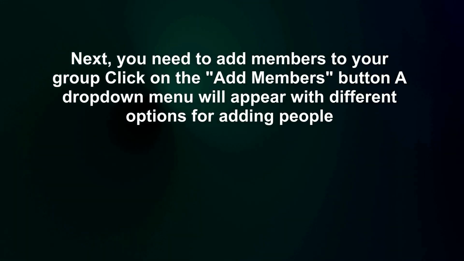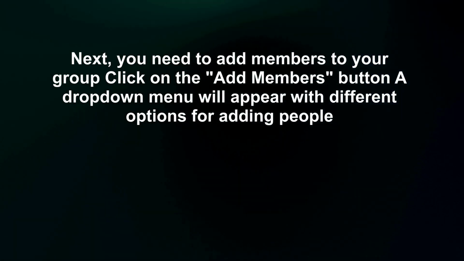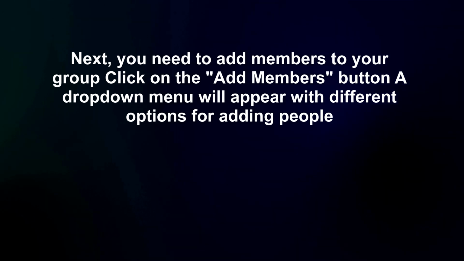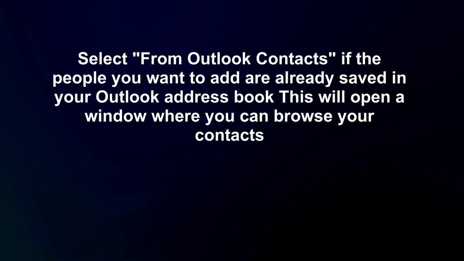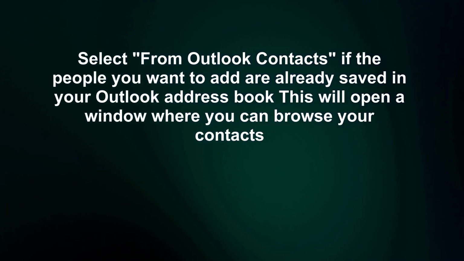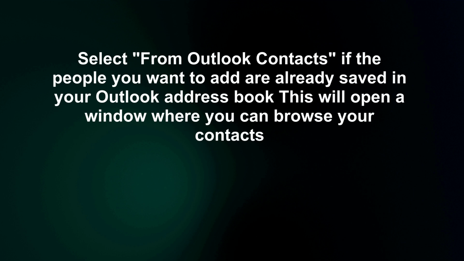Next, you need to add members to your group. Click on the Add Members button. A drop-down menu will appear with different options for adding people. Select from Outlook contacts. If the people you want to add are already saved in your Outlook address book, this will open a window where you can browse your contacts.